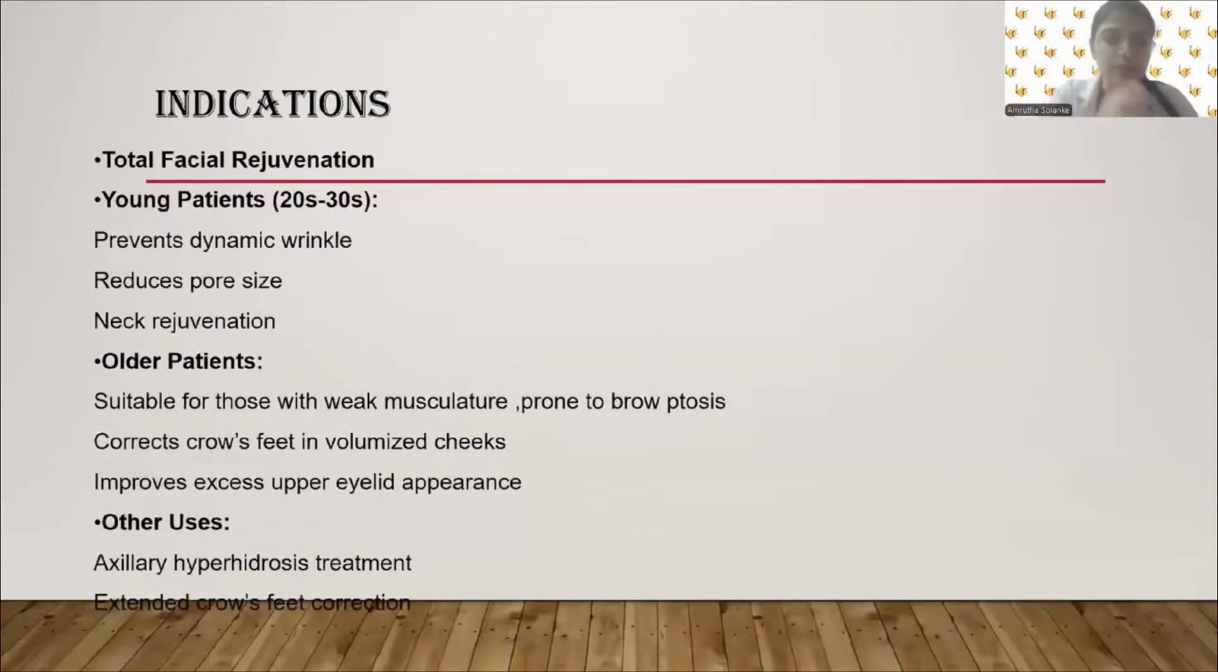Coming to the indications, it is used for total facial rejuvenation. In young patients from their 20s to 30s, it can be used to prevent dynamic lines, reduce pore size, and for neck rejuvenation. In older patients, it is suitable for those with weak musculature prone to ptosis, corrects crow's feet in volumized cheeks, and improves excess upper eyelid appearance. The other uses are axillary hyperhidrosis and extended crow's feet correction.